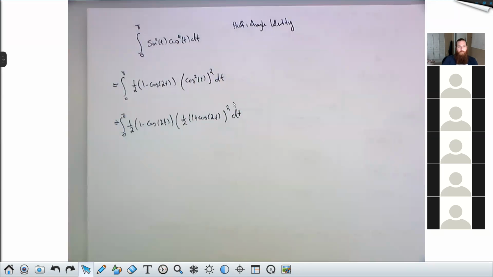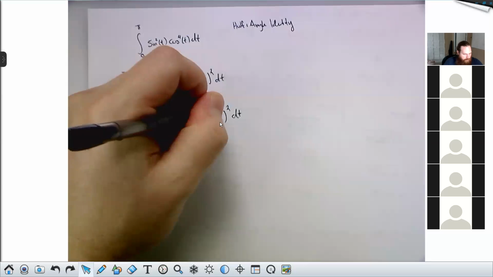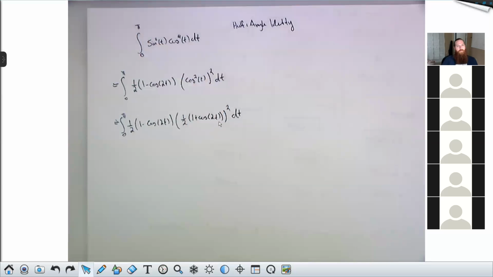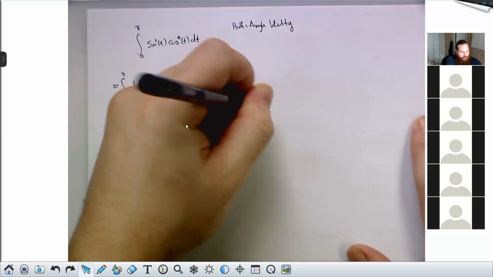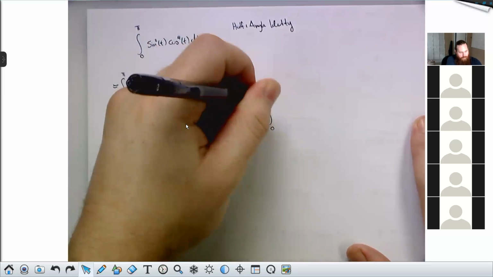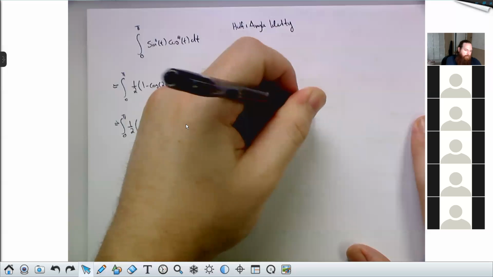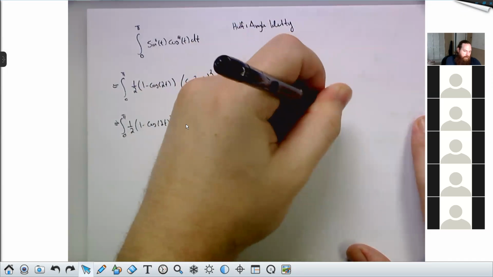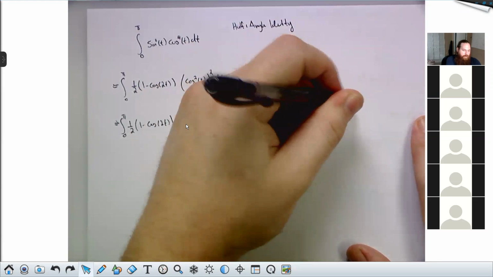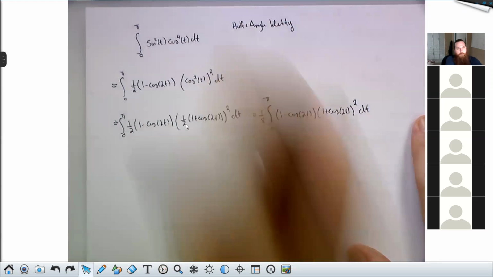Now this is a long problem. The next step is going to be to square both the 1/2 and the 1 plus cos 2t. Ooh, I left off a paren here. I need one more close paren. And bring all the constants outside. So I'll have a 1/2 here, and I'll have a 1/2 squared here is 1/4. So I'll have a 1/8 that can come outside. And then what's left will be 1 minus cos 2t times 1 plus cos 2t squared dt.